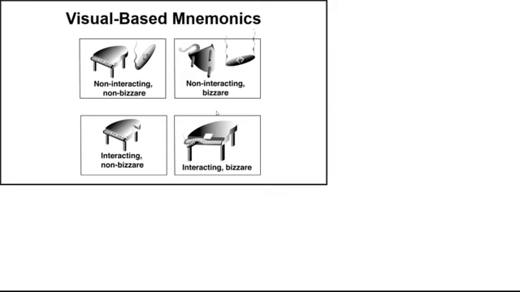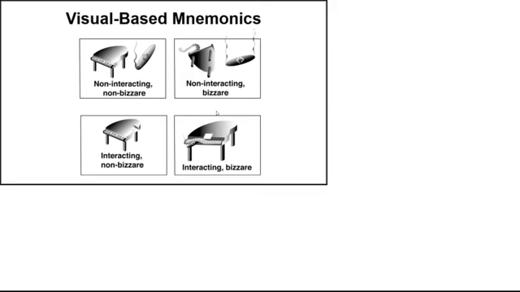If we were having non-interacting and bizarre, that's when you start adding weirdness or distinctiveness to the items. So a loaf of bread sitting on the counter is fine and dandy, but maybe it's a cartwheeling loaf of bread. The more weird stuff you introduce, the more salient that item becomes, and the more it tends to stick in your mind.